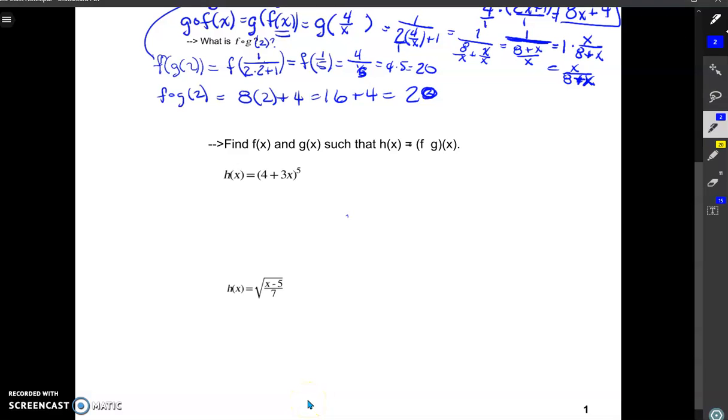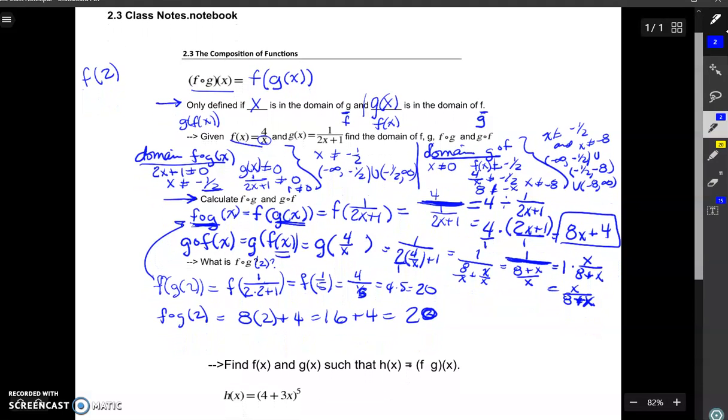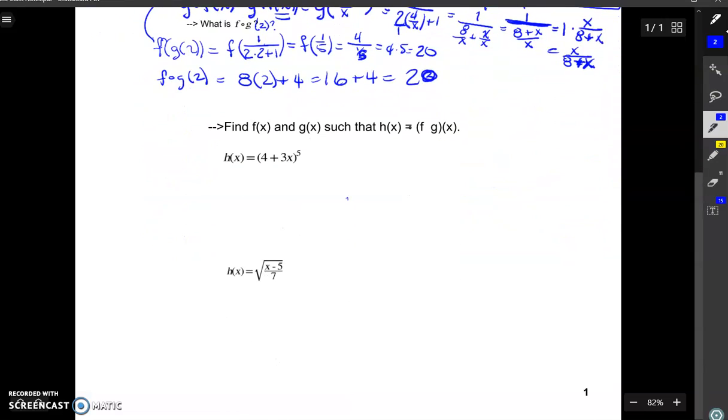Okay, we are ready to finish up section 2.3. We have been talking about composite functions. These are new functions that are made by combining two functions by taking the result of one and plugging that into the second one. We have some really nice notes there. Hopefully yours look neater than mine do. But let's look at it.